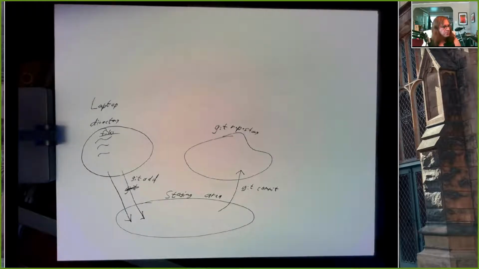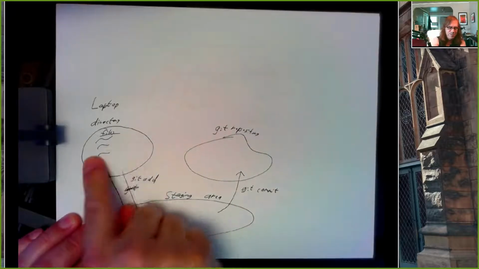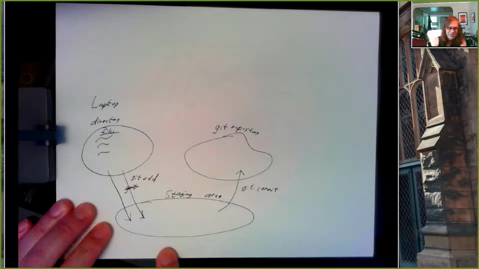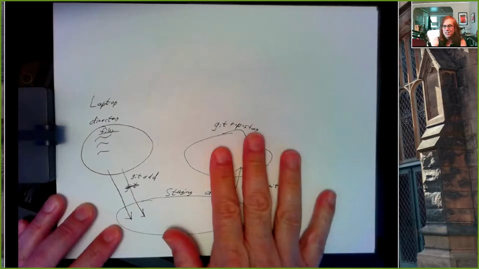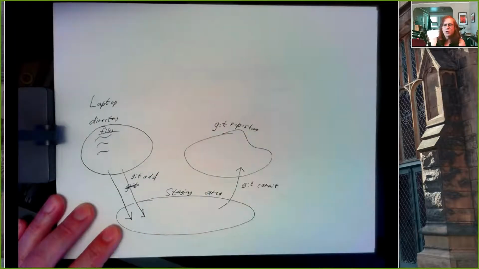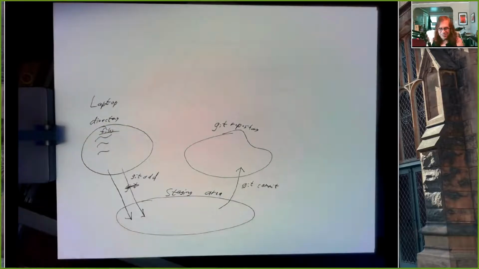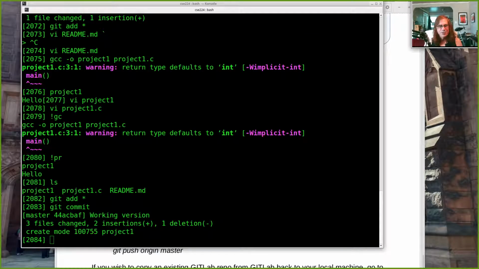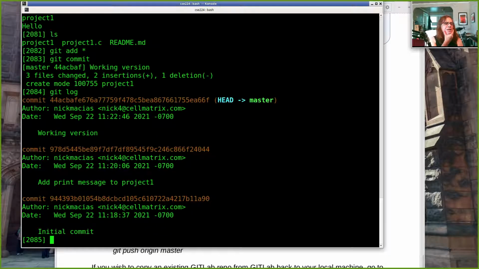Alright, so what's happened here, right? I've made multiple changes to my files here. I've created new files. I'm keeping my repository as a running history of what's been happening to my files. And at any point, I can say git log, and it will show me that history, a condensed version of it. My initial commit was at 11:18. At 11:20, I added a print message to project 1. At 11:22, I had a working version. And if I want, I can go back to old versions, and so on and so forth.